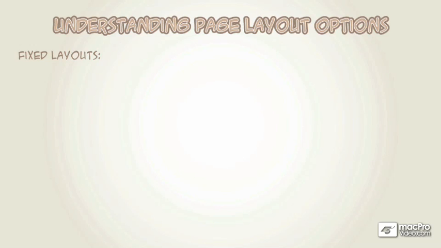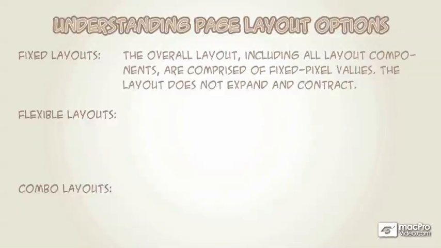There are three choices that we have available. We have what's referred to as fixed layouts, flexible layouts, and combo layouts. So let's address each one at a time here. First of all, fixed layouts. With a fixed layout, the overall layout, including all of the internal layout components, are all comprised of fixed pixel values or fixed widths, right? So in other words, your page layout is not going to expand and contract. It's not going to be flexible in any way at all.